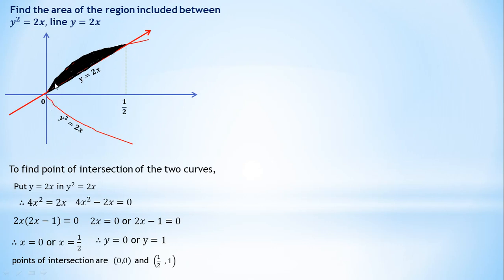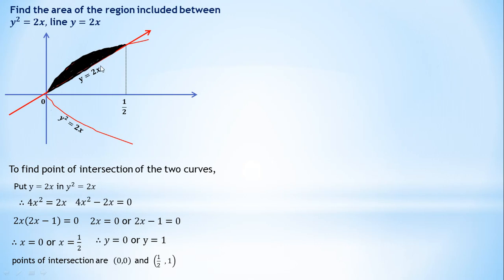So this is the parabola, and y is equal to 2x is the straight line which passes through the origin. See the point of intersection here. This is the origin (0, 0) and here it is (1 by 2, 1), and the shaded region is the region whose area we have to calculate. In this diagram the shaded region is shown and we have to find the area of that shaded region.